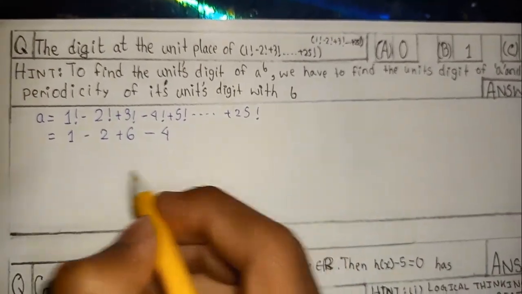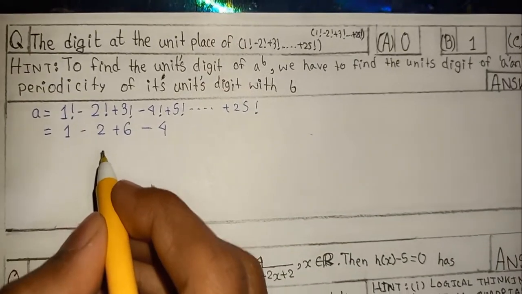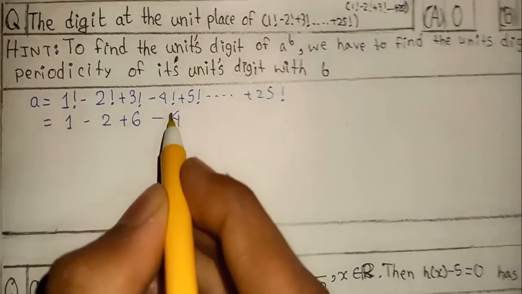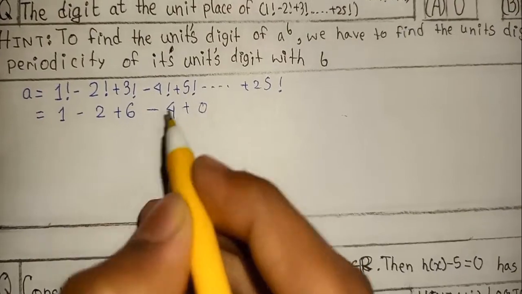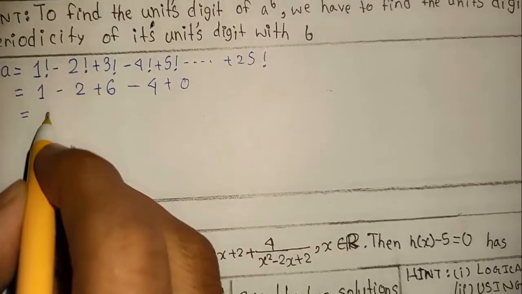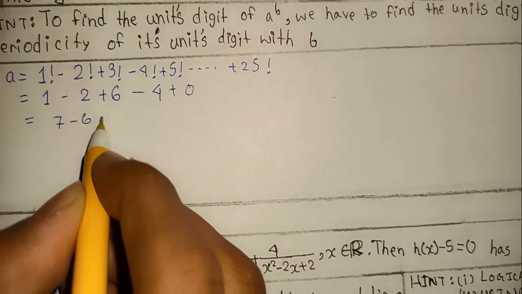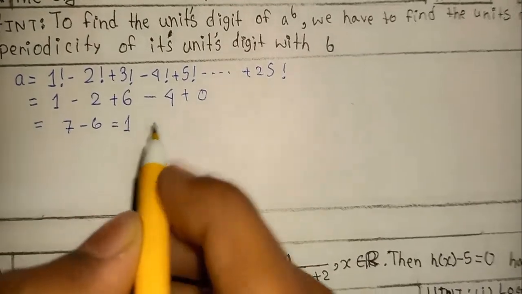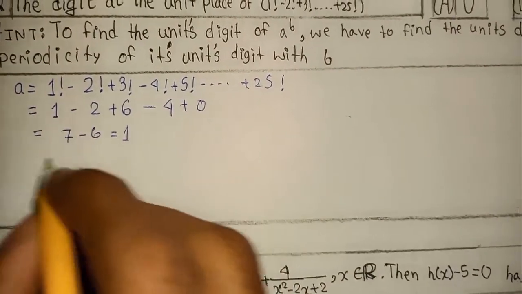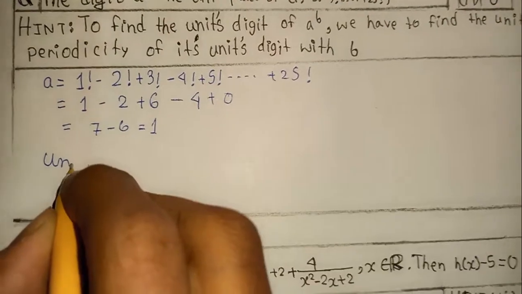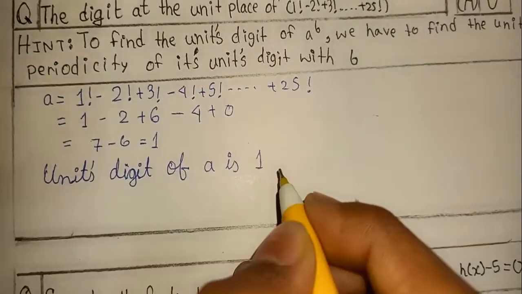Hence the units digit of the base will be affected by just these 4 numbers. Everything else is 0. Now this can be written as the sum 7 minus 6 equals 1. So the units digit of A is 1.